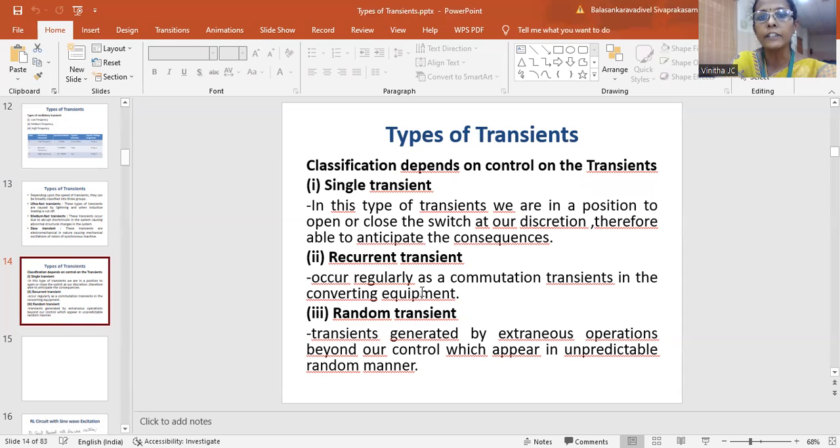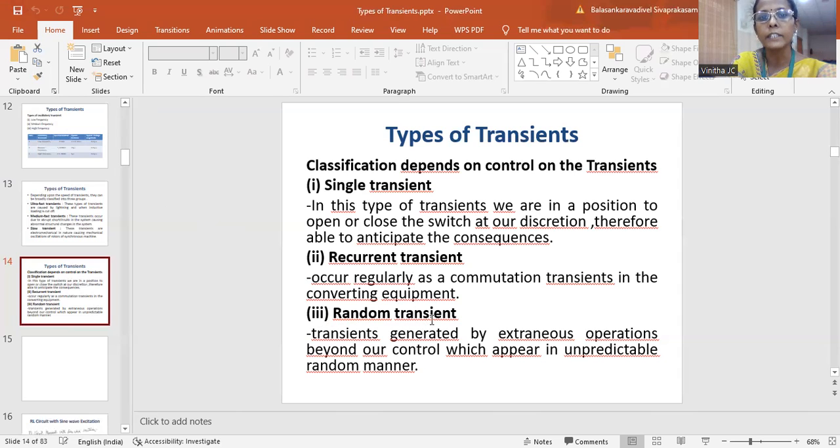And the second transient, recurrent transient. These recurrent transients are nothing but regular transients. That is, the occurrence of transients is very frequent, and this occurs while commutating in any converting equipment like power electronic components and so on. All those systems use switches. So during that time, the recurrent transient may be produced.